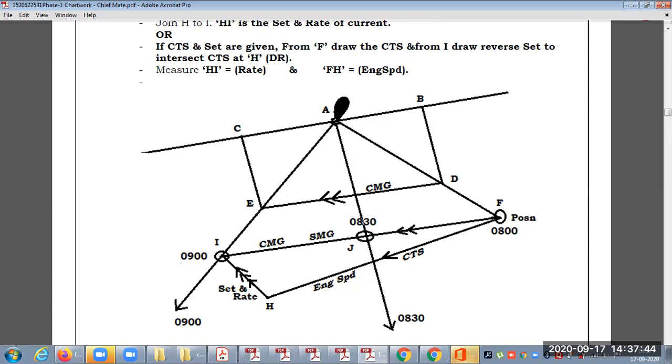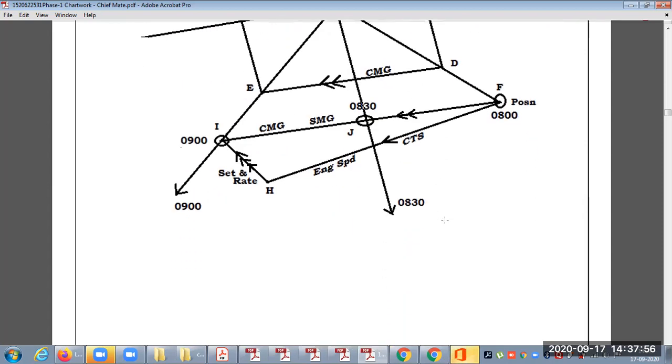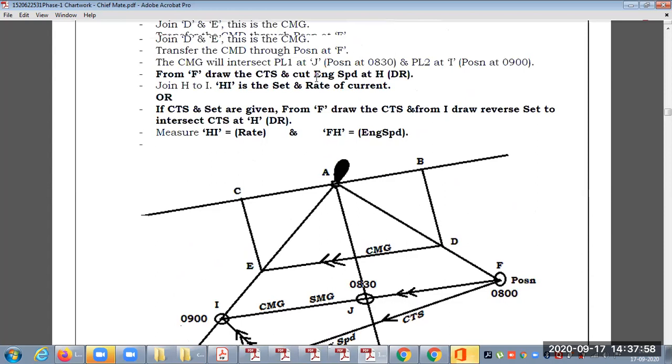And we can transfer the course made good also from the initial position. So we transfer the course made good from the initial position, we put the course to steer from the initial position, and we cut the arc, we join these two, H and I, and we get the set and rate. So this is our 3-point bearing, two cases.